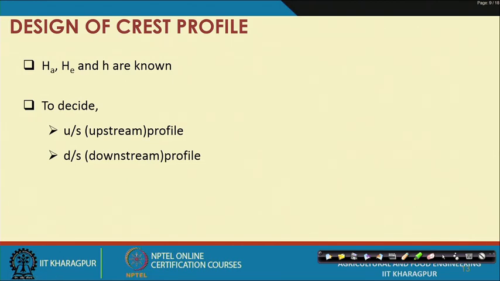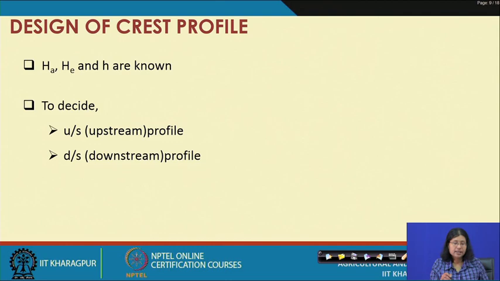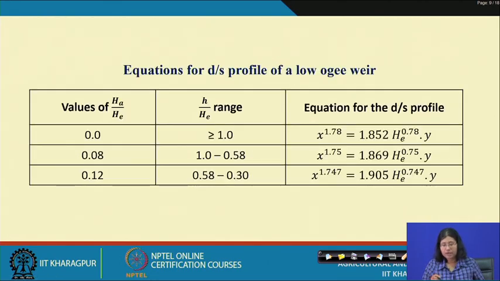Now, design of the crest profile. If Ha, He and h are known, then we have to decide the upstream profile and the downstream profile. The equation for the downstream profile of the low ogee weir is given in the following equation. These are all empirical equations fixed by the US Army Corps of Engineers through some studies, and the range of values of Ha by He are given here. For different values of Ha by He, there are different values of h by He, and the corresponding equations for the downstream profile are given here.